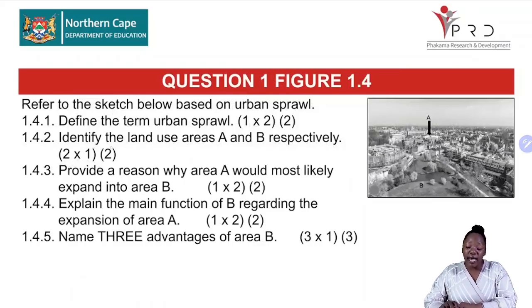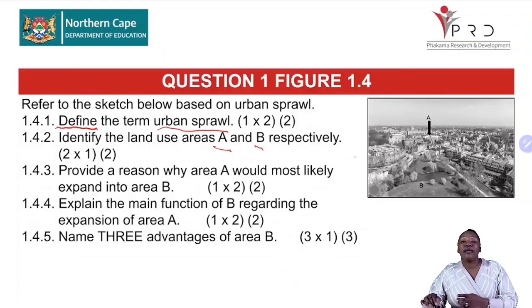Then secondly, it says identify. So remember, number one, you are defining the urban sprawl. I said to you, if the question is saying define, you cannot write one or two words because you need to fully explain the term that has been asked. Then secondly, you identify the land use zone area A and B respectively. Remember, I said in the tips, if the question is asking about two things, you need to be specific. A is this land use and B is this land use. You don't just throw answers and then expect that the marker will know which answers you are referring to.